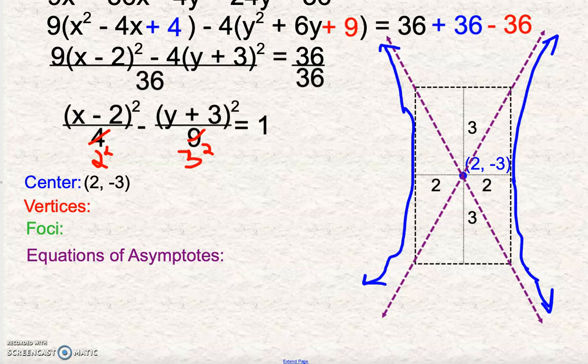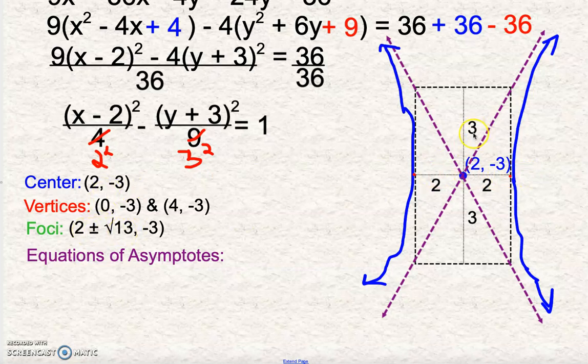The vertices, remember, that's the shortest distance from the center to the hyperbola. So we have a vertex there and a vertex there. You are coming from the center point to -3, going left 2 and right 2. The foci, we know a squared plus b squared equals c squared. 4 plus 9 is 13. So c is plus or minus radical 13. We know the foci are located inside these curves, so we add it to the x.